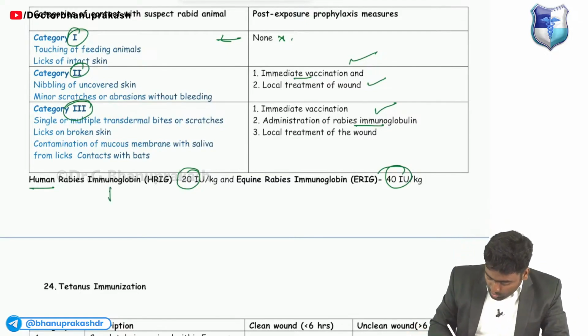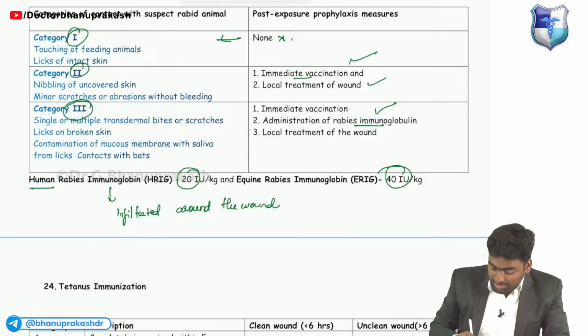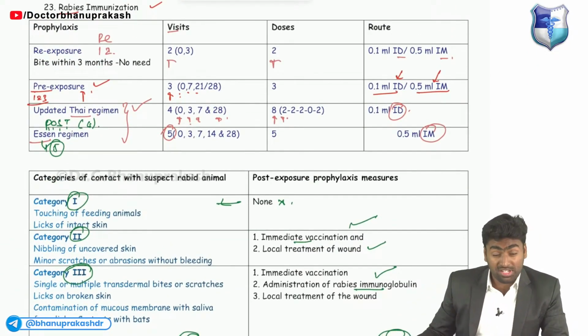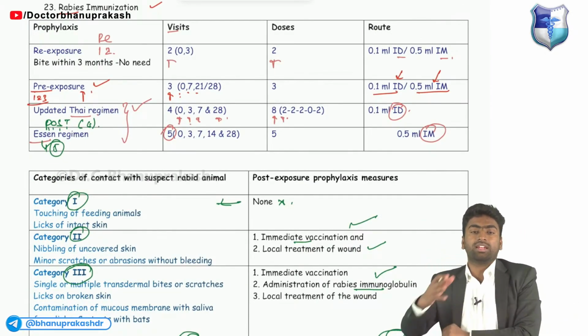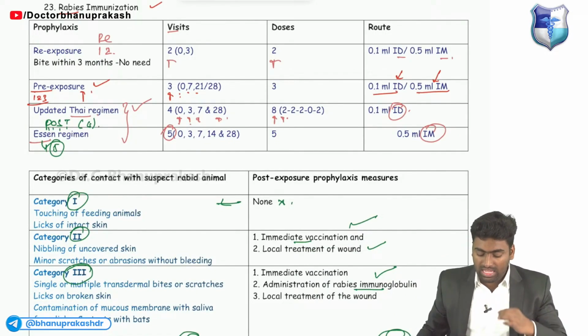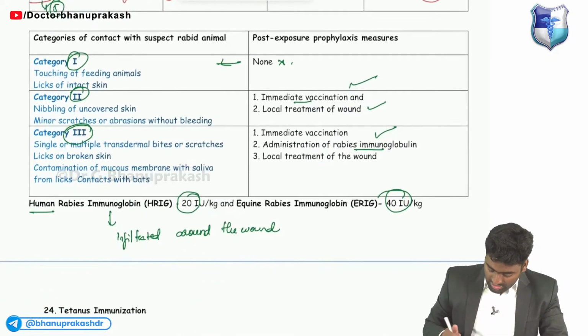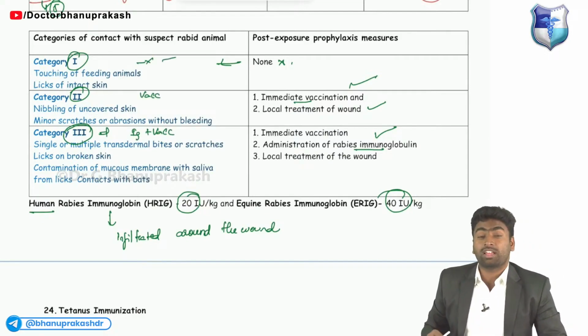And the maximum of this immunoglobulin will be infiltrated around the wound. Remember one more thing, all of this rabies immunization, previously the IM immunization, should not be done at the gluteal region, it should be done at the deltoid region. That's it. Category 3, we'll do immunoglobulin plus vaccine. Category 2, it is just the vaccine. Category 1, nothing to do, just go home and relax.